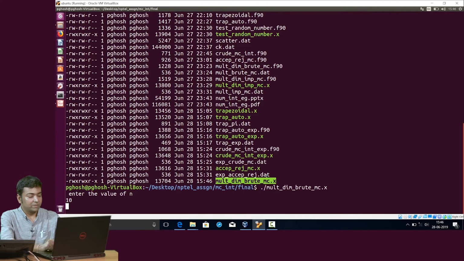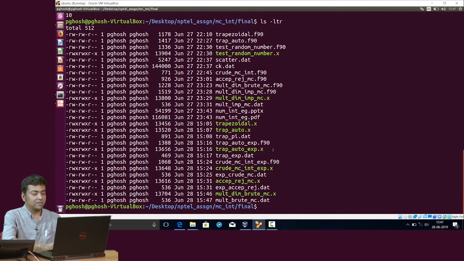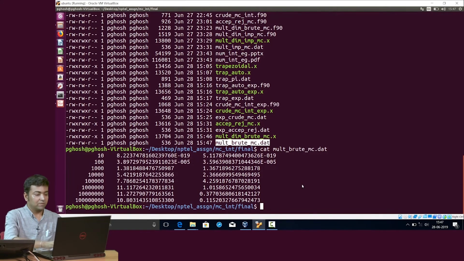Let us wait for some time for it to finish the calculation, and then we will see how the results are. Particularly the last 2 points take a significant amount of time. So, it is still doing... okay, it is done. Now if I do ls minus ltr, what I see is this is the file where I have my data which is generated by the code. If I grep that out, I get the following.